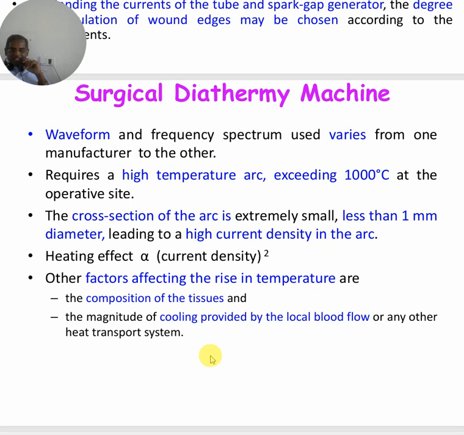The heating effect is directly proportional to the square of the current density. So the heating effect depends upon the density of the current, and it is non-linear, the square of the current density. Other factors affecting this rise in temperature are the composition of the tissues and the magnitude of the cooling provided by the local blood flow or any other heat transport system. This is the information about the surgical diathermy machine.